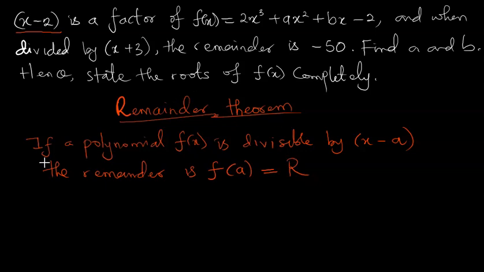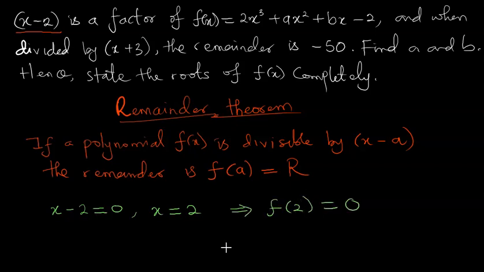Now we are told that x minus 2 is a factor of this. In the last video we discussed what a factor is, so we can equally use the same idea here. Since x minus 2 is a factor, we equate this to 0, so we have x is equal to 2. Since x minus 2 is a factor, it implies that f of 2 is going to give us 0. That's what that means.